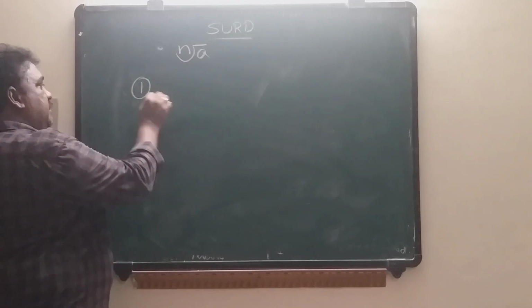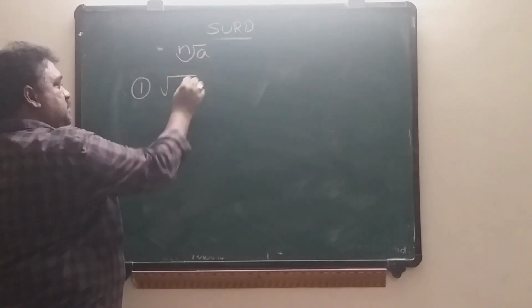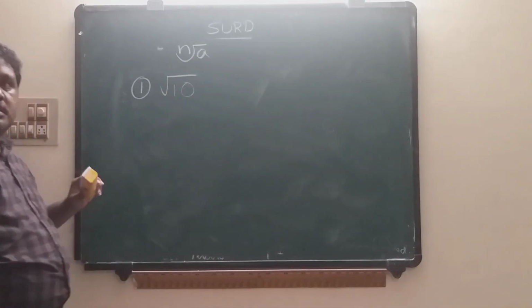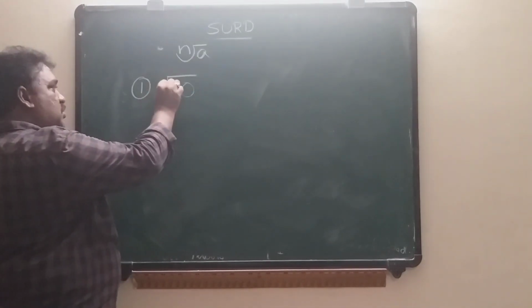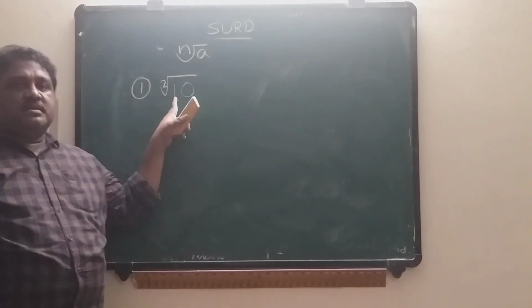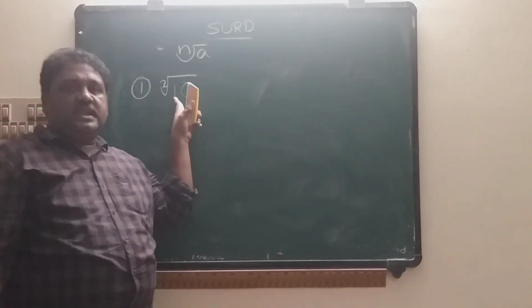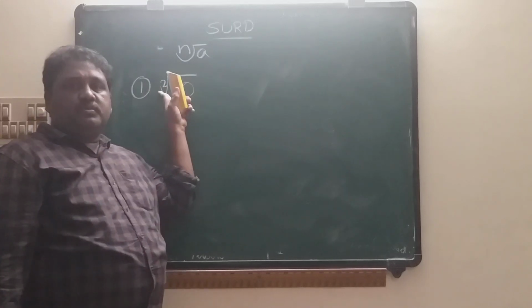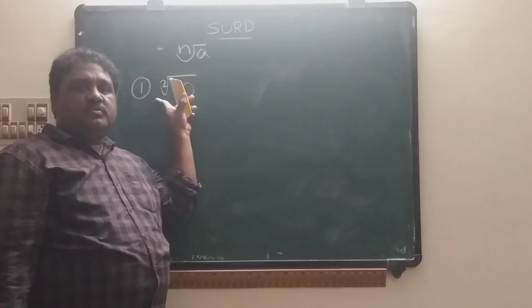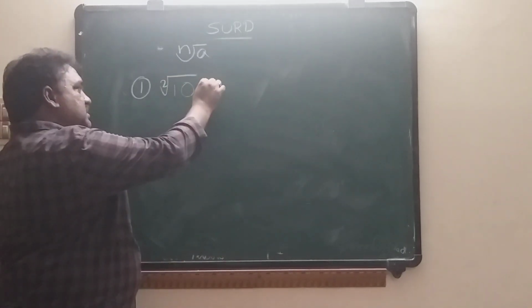First example, root 10, which means square root of 10. The number under the root is 10. We cannot write 10 as a perfect square, a power of 2. So, it is a surd.